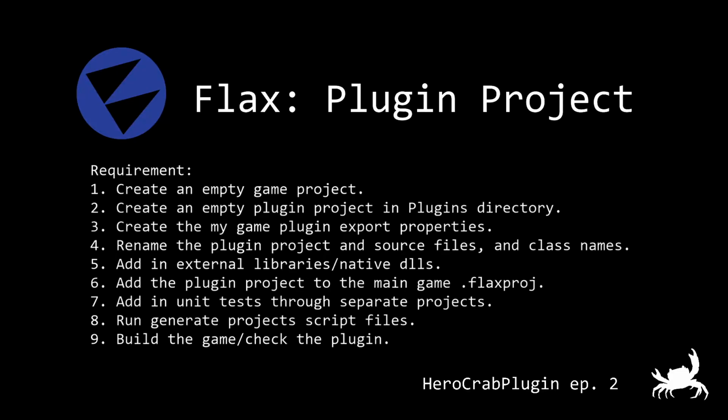Number 4, we'll need to rename the plugin project, source files, and class names. Number 5, we'll need to add in external libraries and native DLLs. Number 6, add the plugin project to the main game through the .flax project file. Number 7, add in unit tests through separate projects. Number 8, run generate project script files to generate our solution and to build the game and check for the plugin in the editor. Without further ado, I will get started.